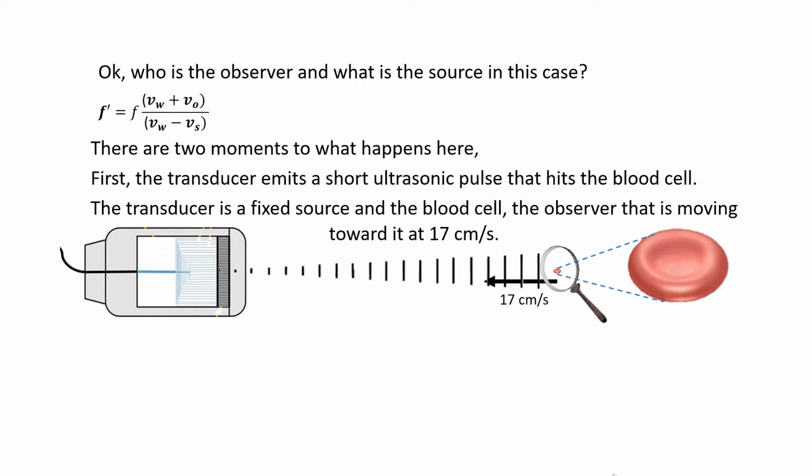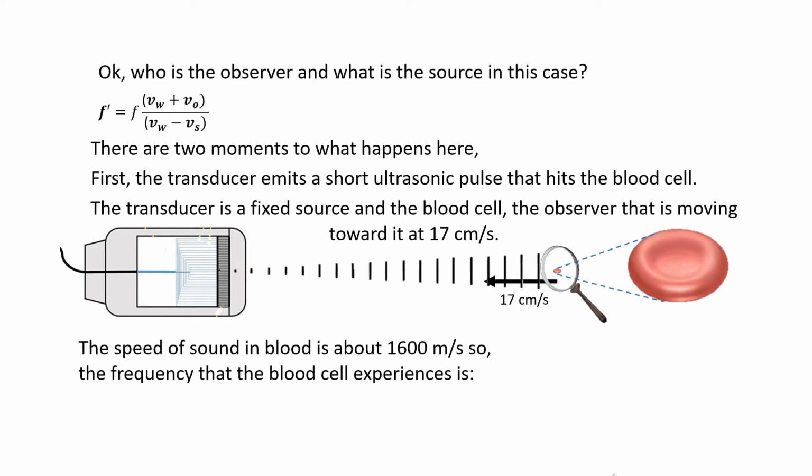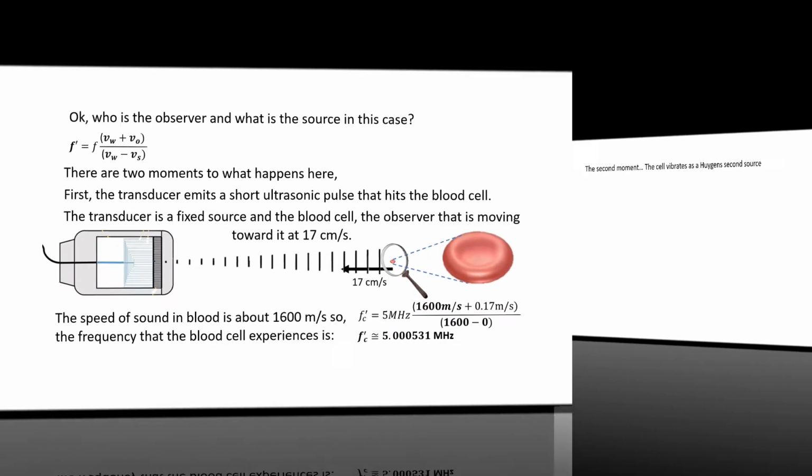The transducer is a fixed source, and the blood cell, the observer, is moving toward it at 17 centimeters per second. The speed of sound in blood is about 1600 meters per second, so the frequency that the blood cell experiences is... Replacing symbols with values and not forgetting to convert centimeters to meters before calculating, the result we get is the original 5 MHz with a small shift of 531 Hz.